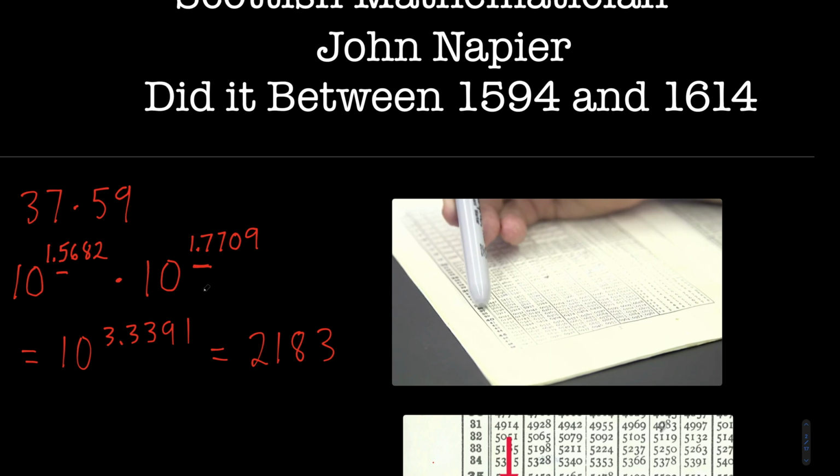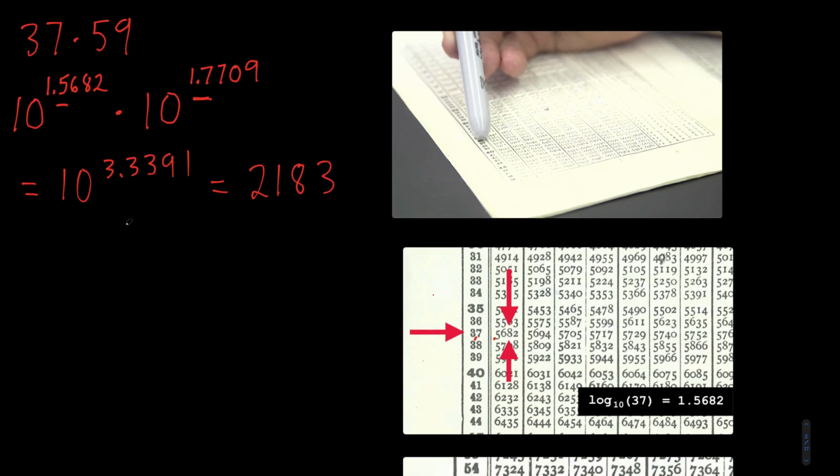And so looking it up on the log tables via our exponent rules, we can do this really quickly because we can just add these exponents because they're both base 10. As long as these bases are the same, we can add these exponents. And so we just turned this multiplication problem, this 37 times 59, into addition by turning them into exponents and expressing them as both base 10.